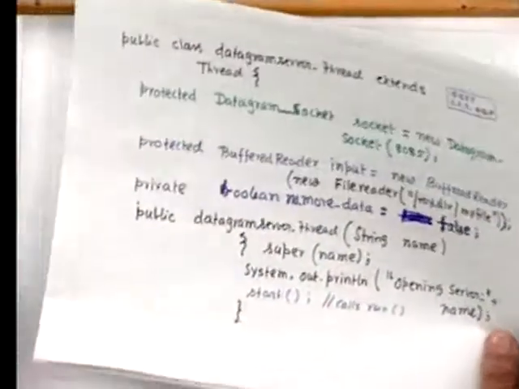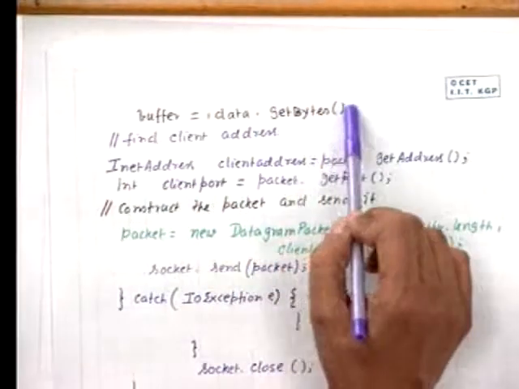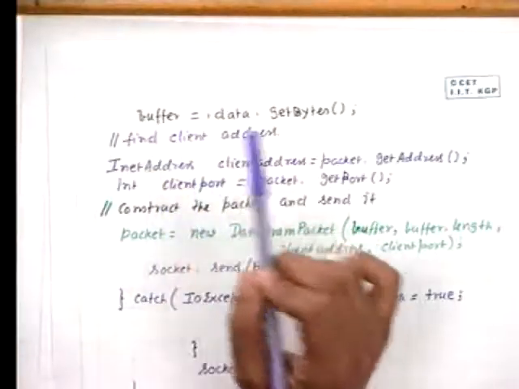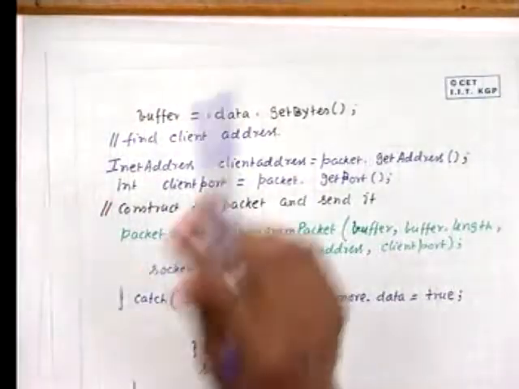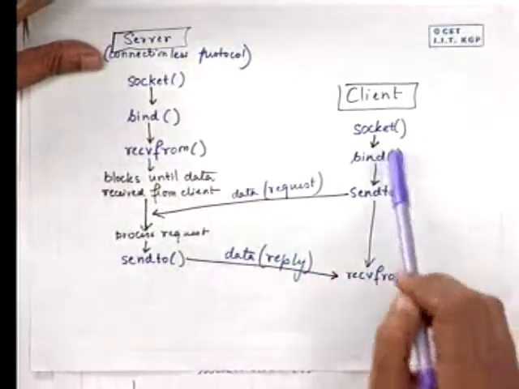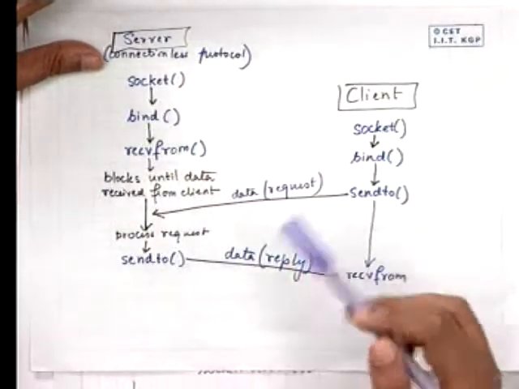Now once the data is received, it will have to be converted into bytes, because we will send the data in terms of bytes, and then that will be stored into the buffer. Now one question comes: the client has sent a request, but how does the server know where to send the data? So it must know the client's address.